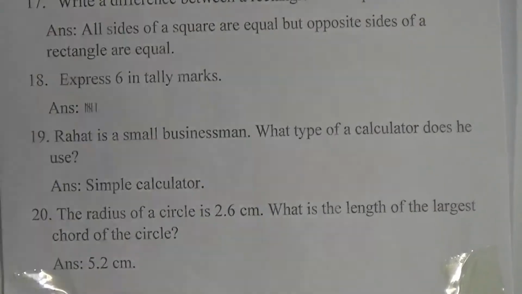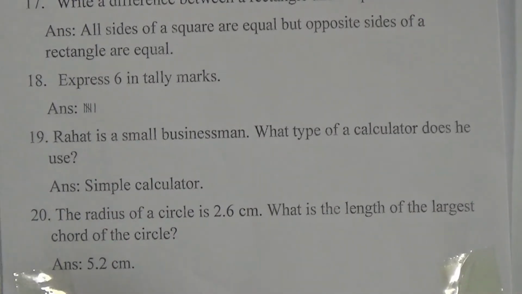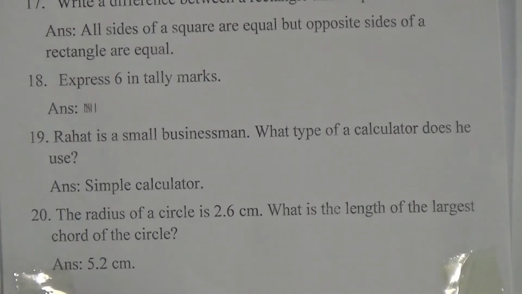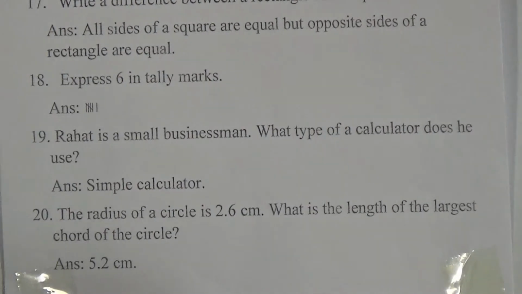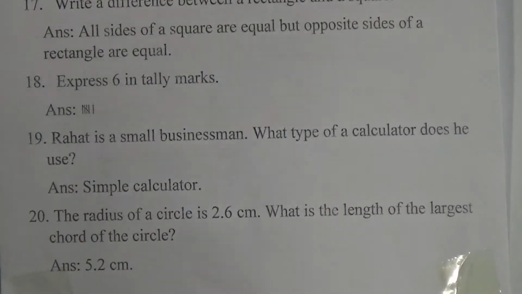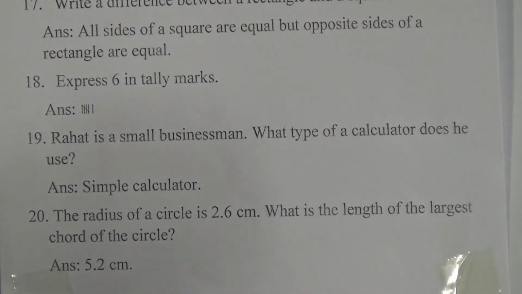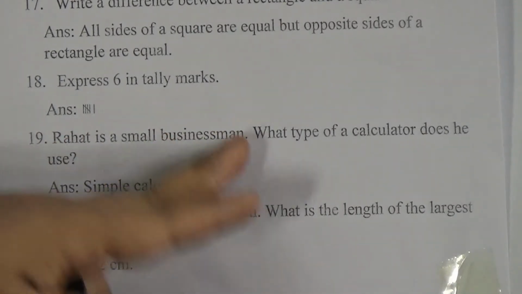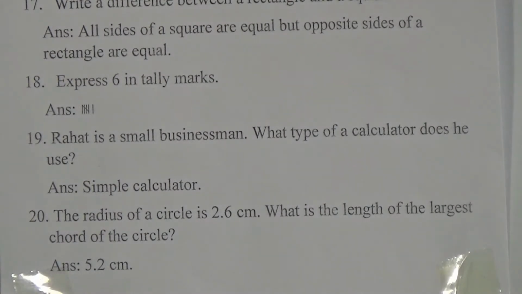Okay, a scientific calculator is used in higher studies and laboratories. But in other sectors, simple calculators are used, such as in small businesses, household activities, and a lot of things. Rahat is a small businessman. For this reason, he must use a simple calculator, not a scientific calculator.